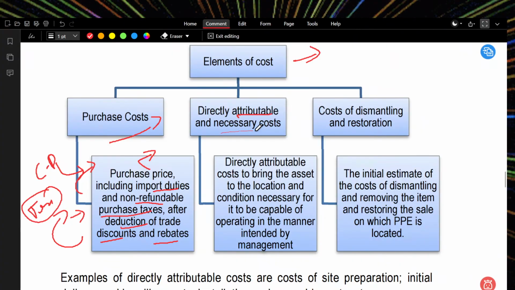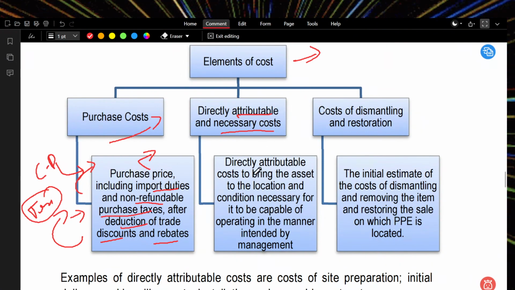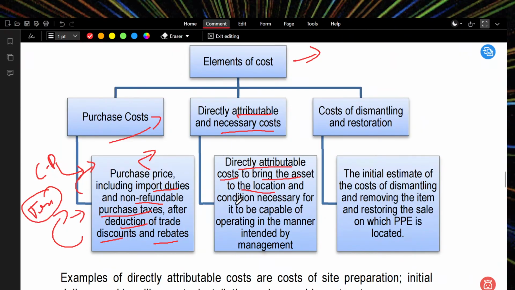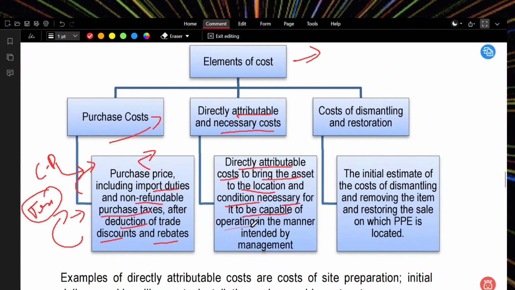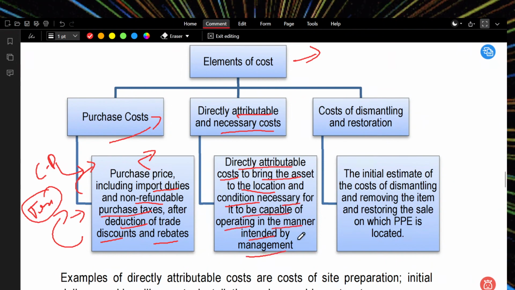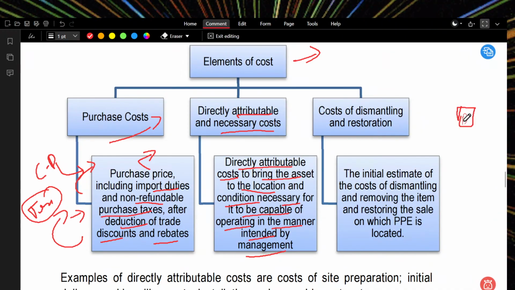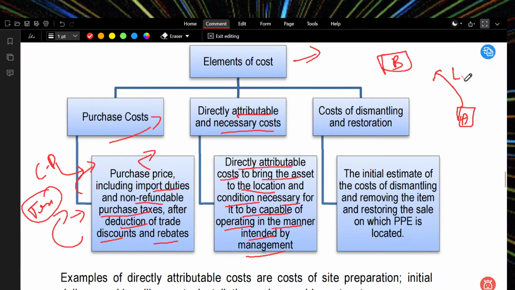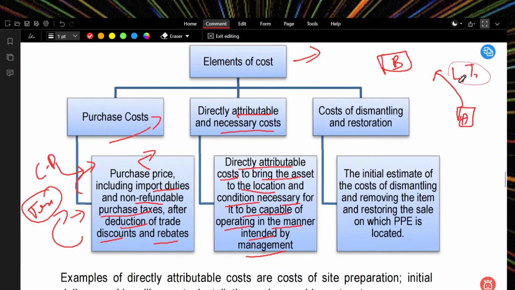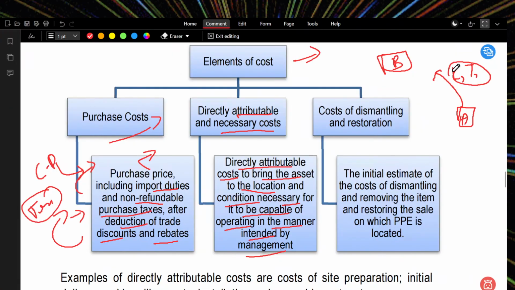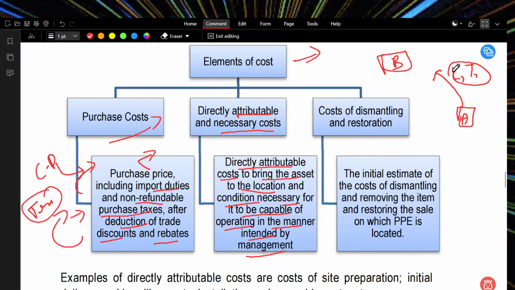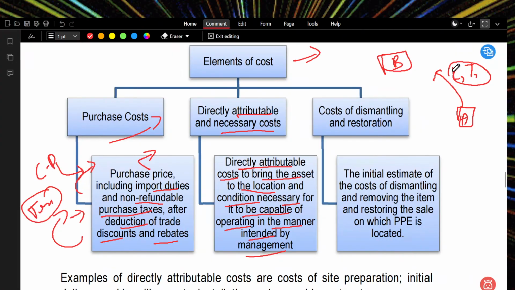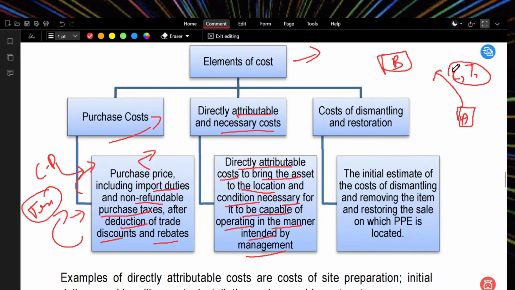Second, directly attributable necessary cost. What is directly attributable? The cost to bring the asset to the location and condition necessary for it to be capable of operating in the manner intended by the management. So in place A, this machinery is there, and I want to bring it to my place B. For that, labor is involved, transport is involved. That is bringing the asset to a condition. Or if I bought the asset and need to install it, that installation requires some cost. That is the directly attributable necessary cost.